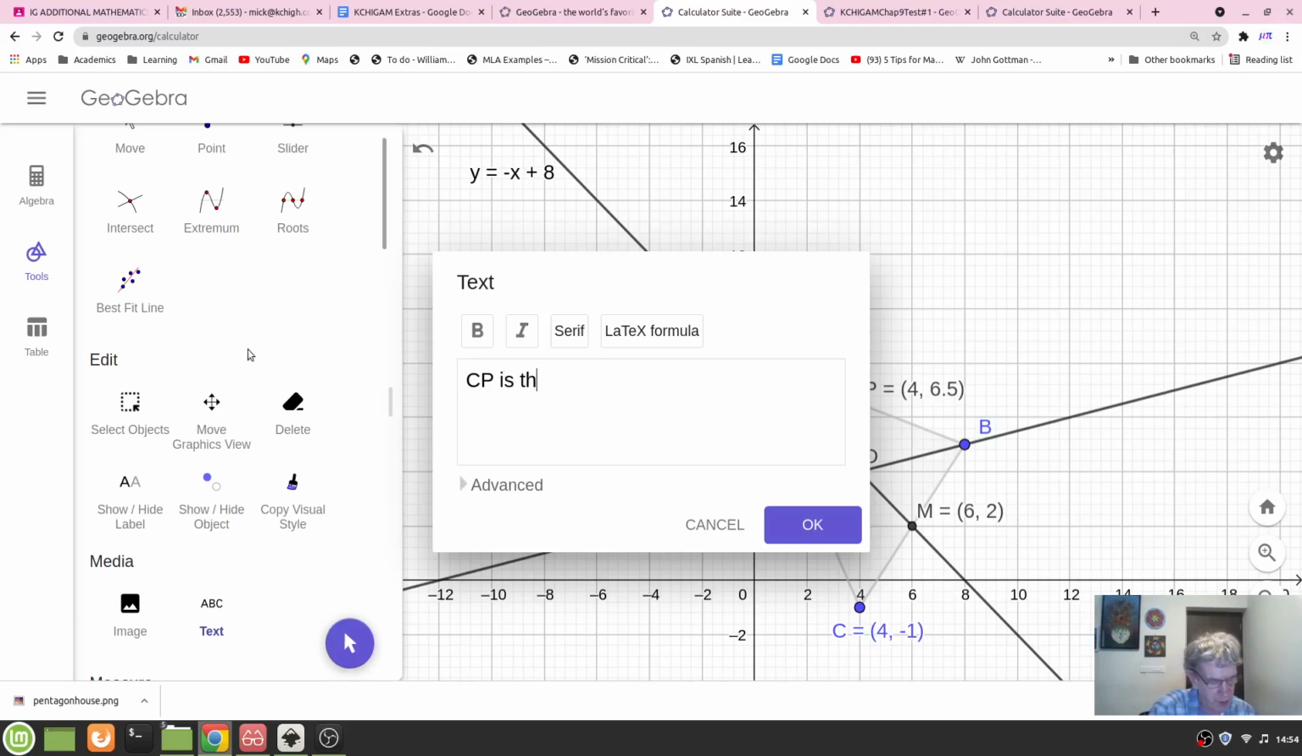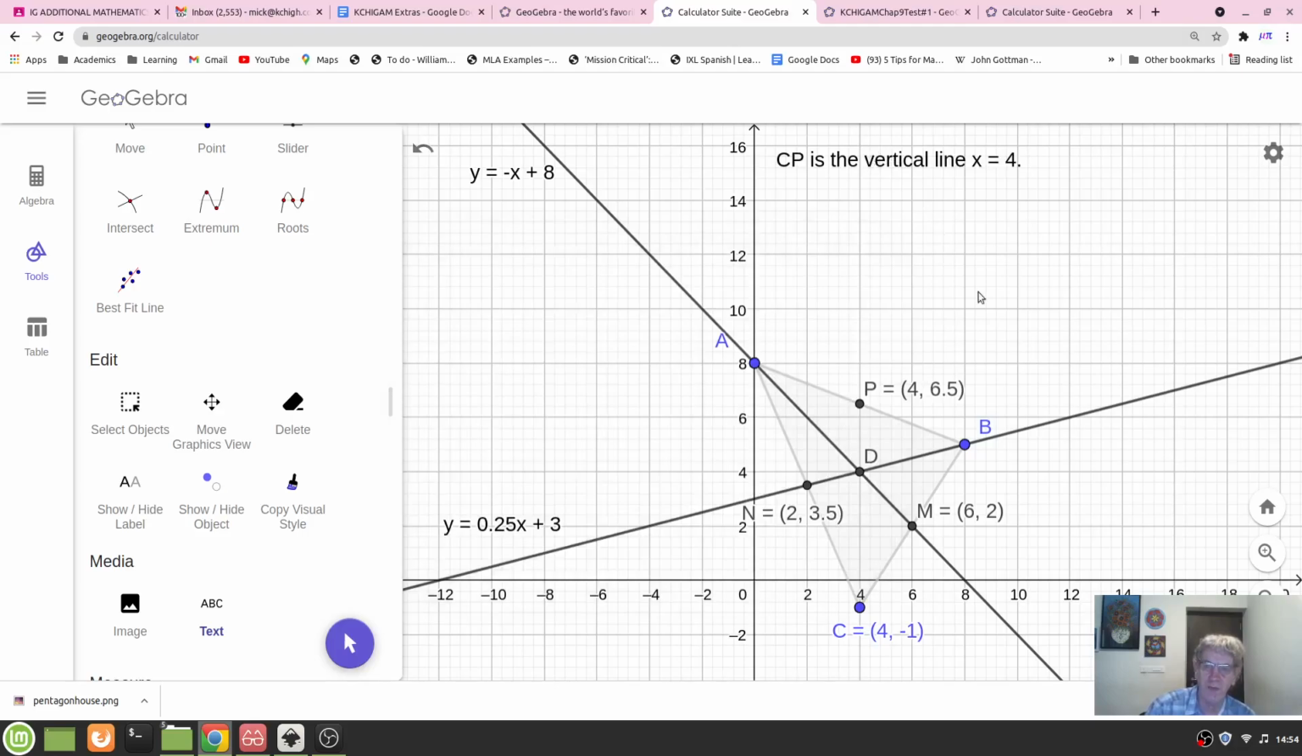CP is the line, the vertical line x equals 4, just to let the examiner know I know what I'm doing. Of course, I should spell line correctly. CP is the vertical line, x equals 4. Okay, that's a nice little piece of text in there.